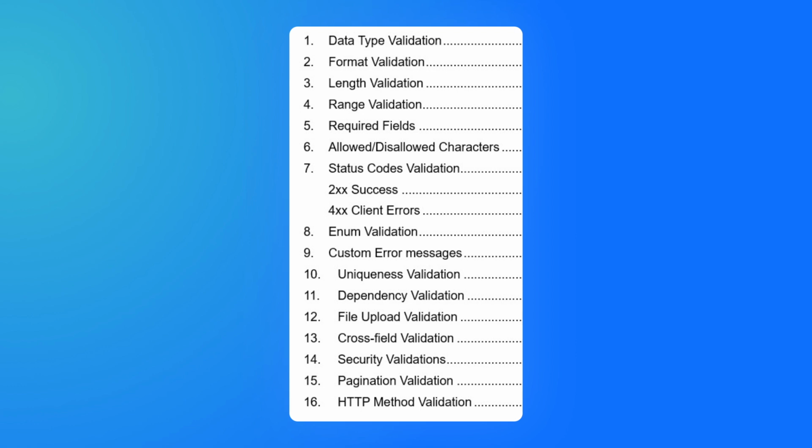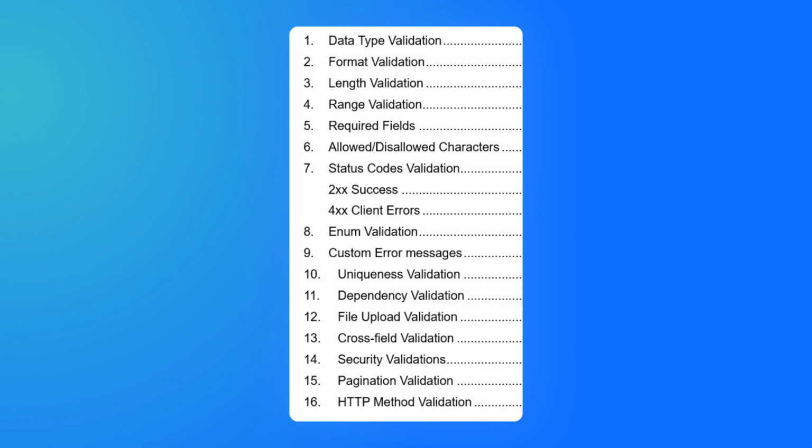First one is input data validation. Another one is format validation. Then we have length validation, range validation, required field validation, and then allowed and disallowed characters, and status code validation. We need to make sure that proper status codes are returned: 2xx are for success, 4xx for client errors. Then custom validations, custom error messages, and uniqueness validations.